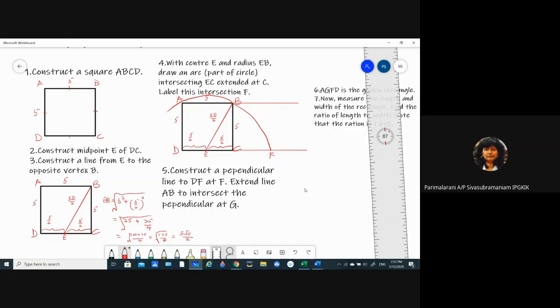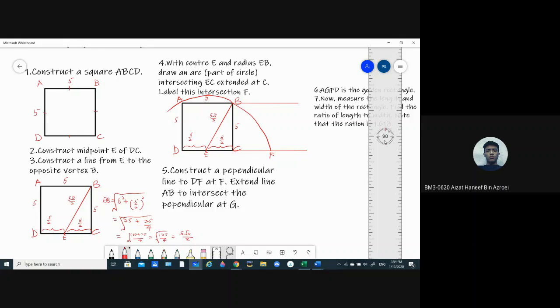So what is the length of EF now? What is the length of EF now? I used EB as the radius and I drew the circle, the arc. So what is the length of EF? This length. 5 square root 5 over 2. Yes, 5 root 5 over 2 because EB and EF, they are both the radius of the circle. So they are the same length.